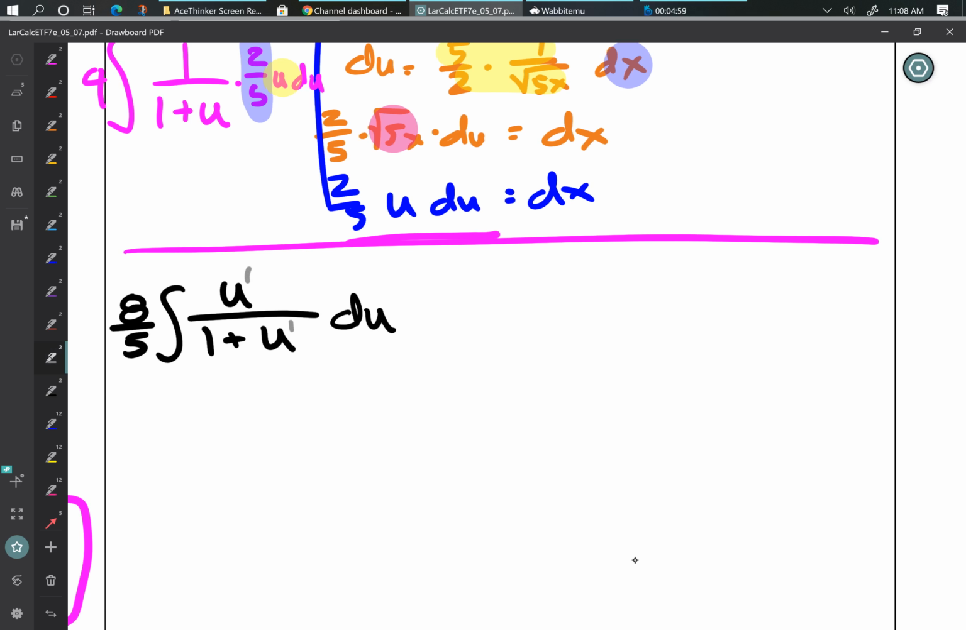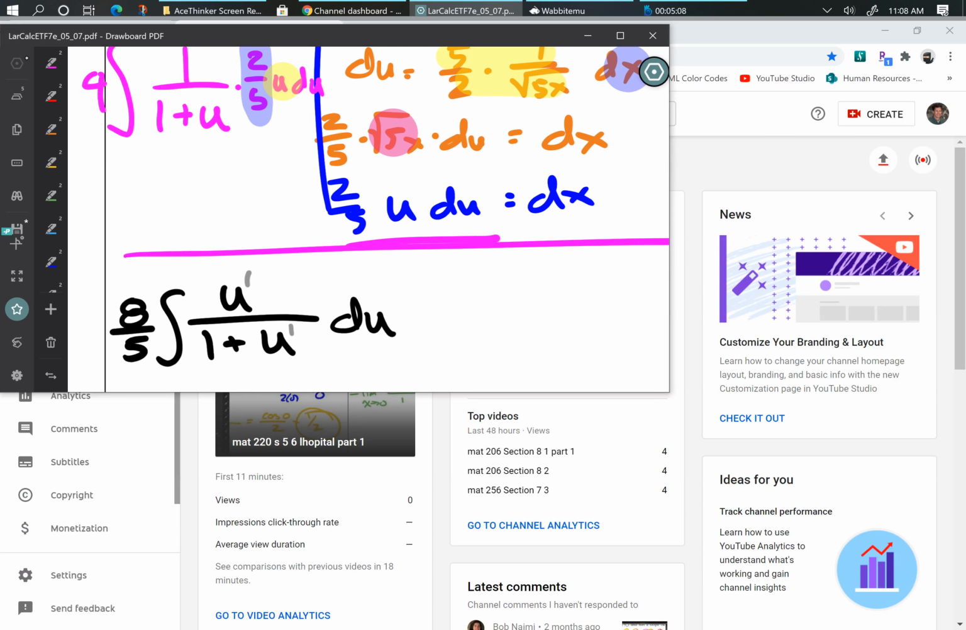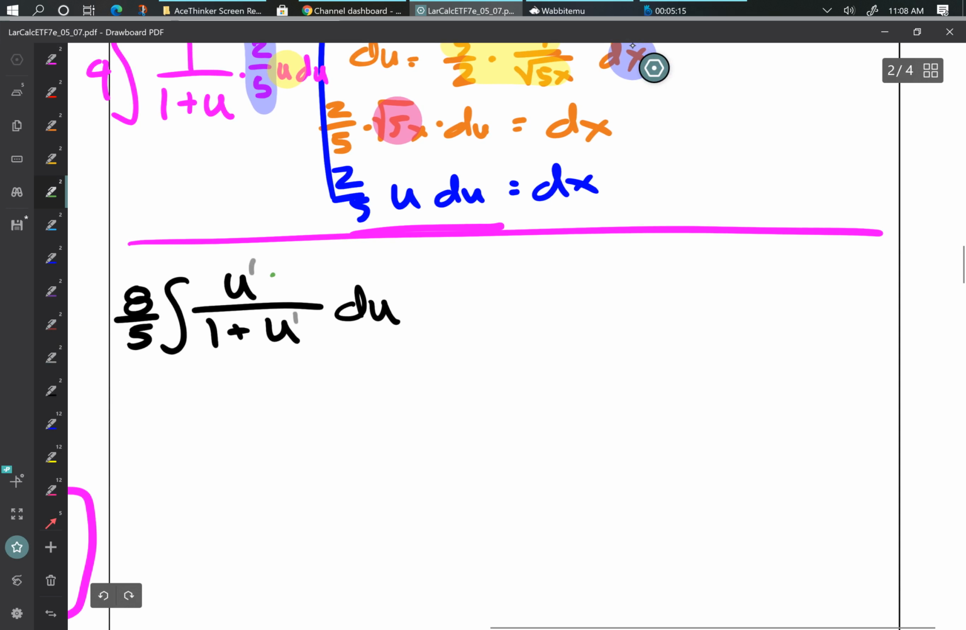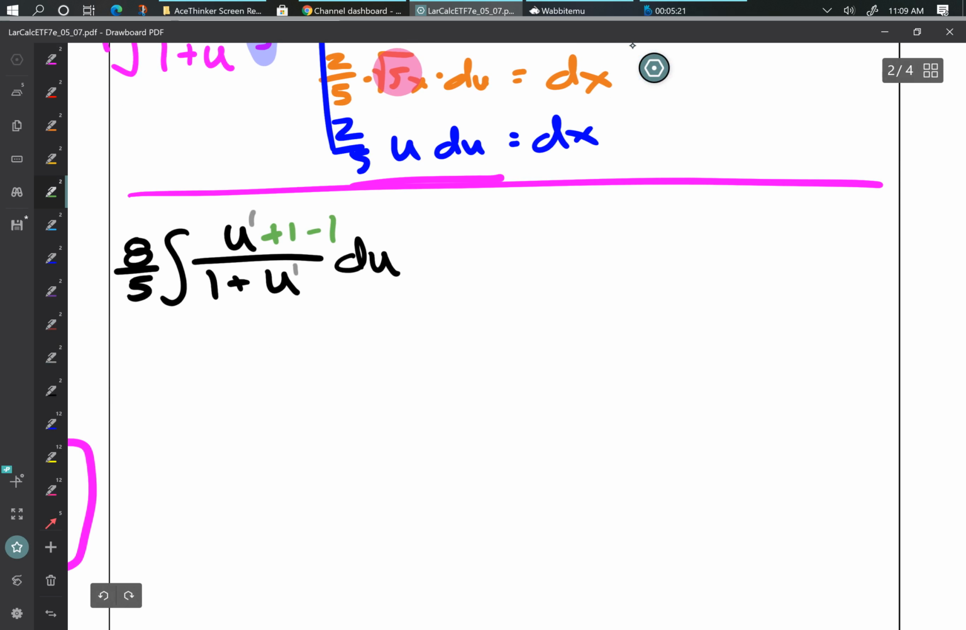All right, so ready? Here's a trick. When the numerator and the denominator have the same power, try adding or subtracting a quantity from the numerator to change things up. And here's what I mean by that. I'm going to add 1 and subtract 1 from the numerator, which does not change the value of the expression, but changes so much about this fraction.